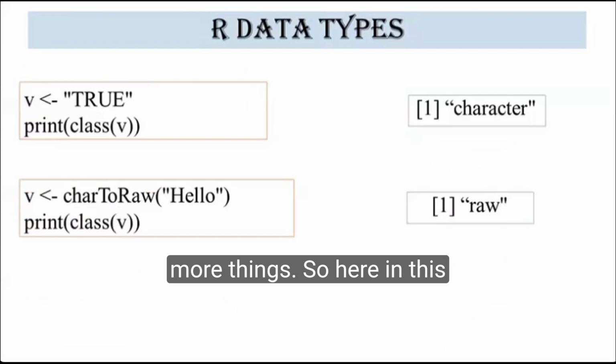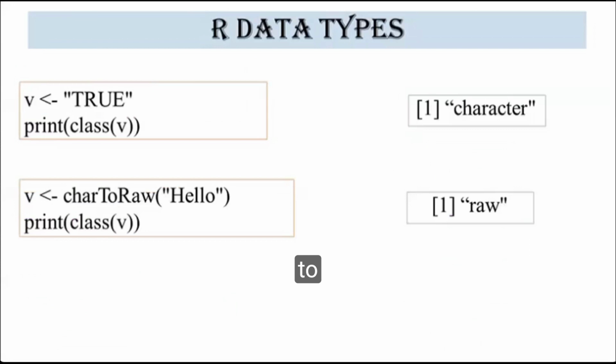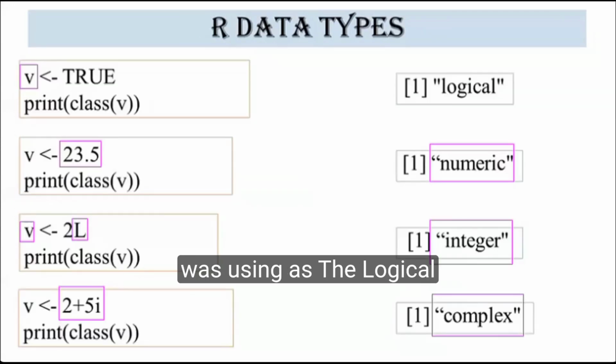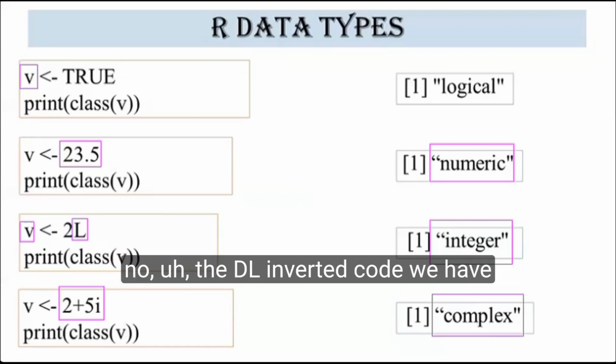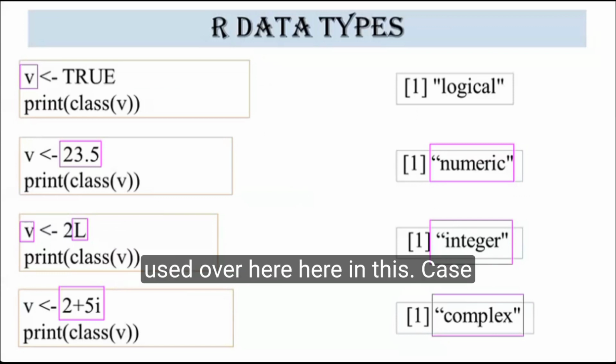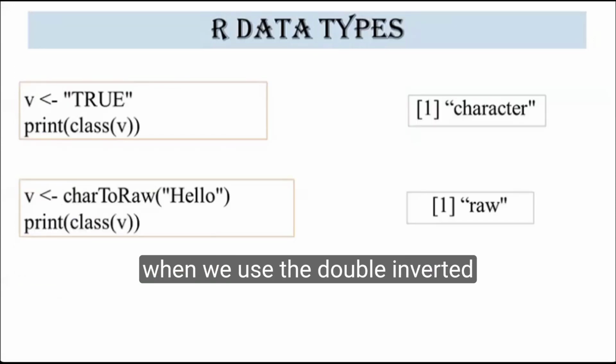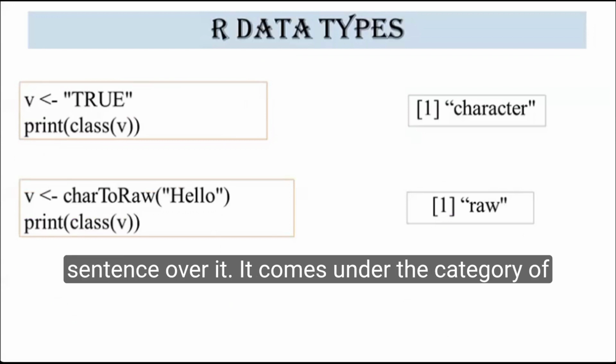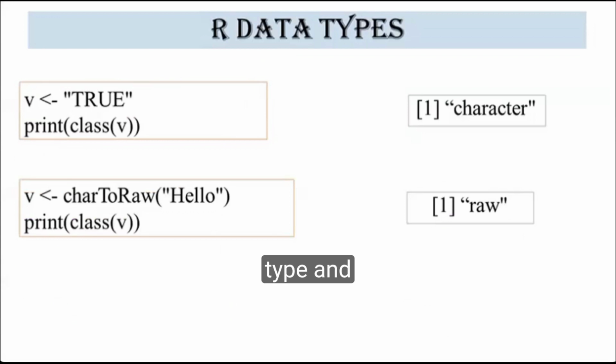There are two more things. Here we are trying to store TRUE in variable v, but the output comes out to be character, because in the previous case TRUE was used as a logical vector, in which there was no double inverted quote. Here, when we use the double inverted quote and place TRUE or whatever sentence in it, it comes under the category of the character data type.